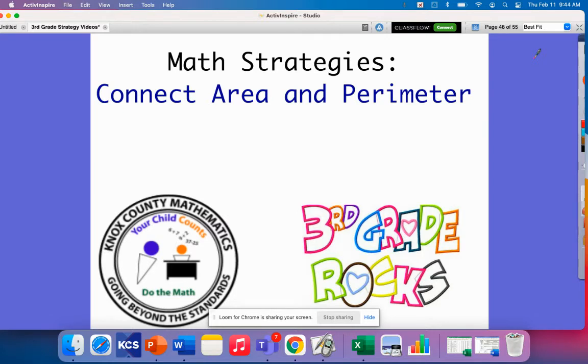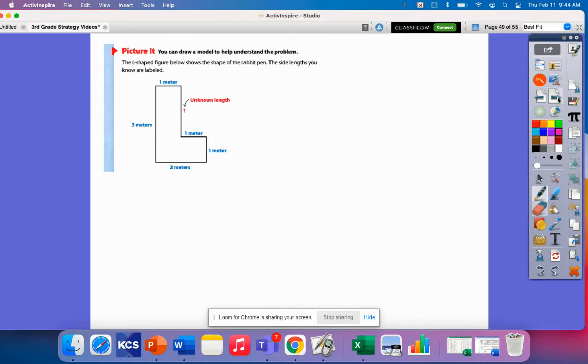Today's math strategy video is on connecting area and perimeter. In earlier lessons, we talked about how to find the area of composite shapes by decomposing them and then adding the areas together. In today's lesson, we're going to connect what you already know about area to perimeter.